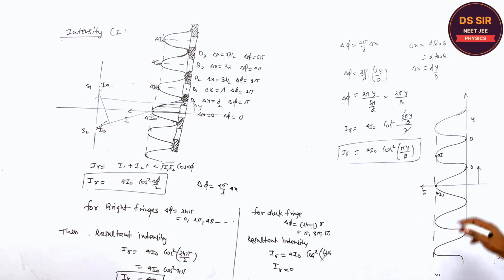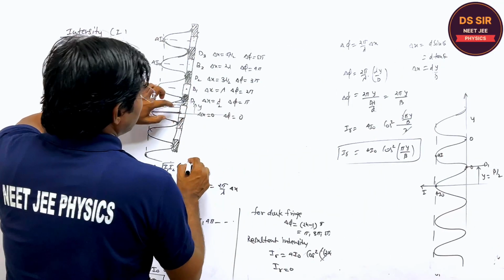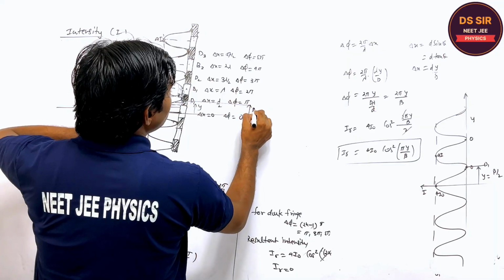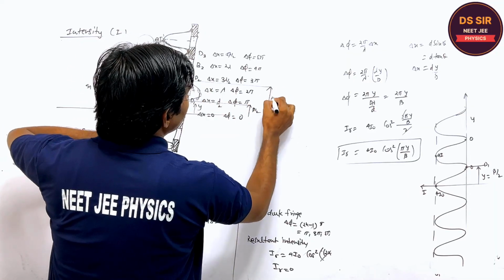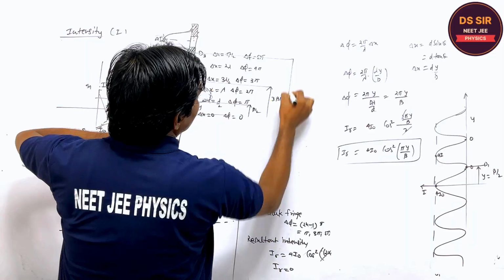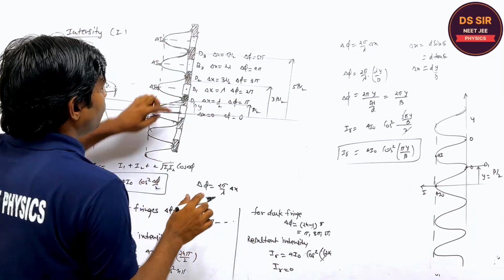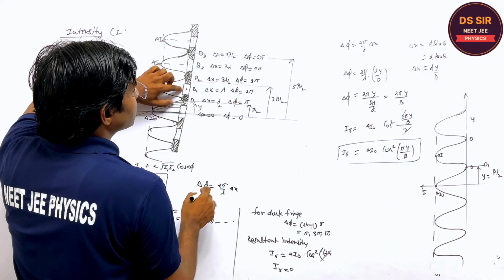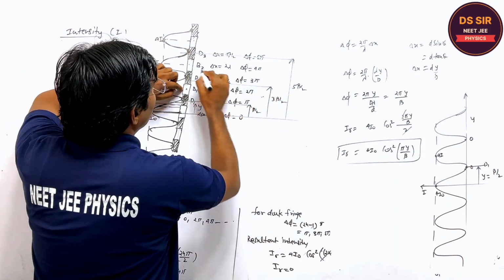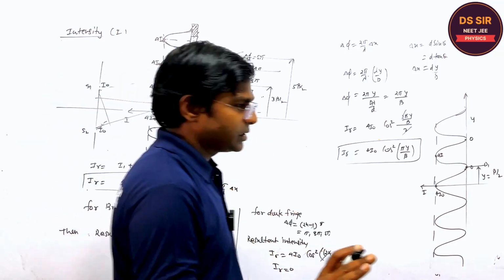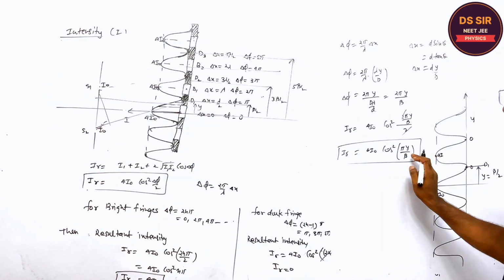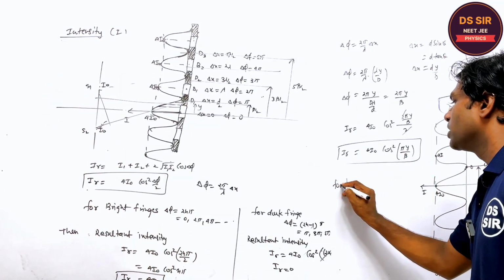For example, listen one thing. This is the D1. What is the y for D1? You tell. Say beta by 2. This is what? Say beta by 2. This is what? Say 3 beta by 2. This is what? Say 5 beta by 2. Are you getting or not? For the bright fringe, what is the distance? Beta. For B2, it is 2 beta. Is it clear?